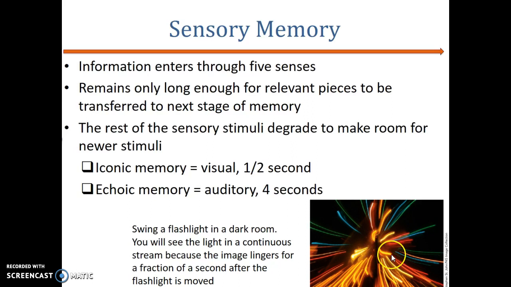That's why you are able to form trails of light, because the path it takes gets stored in your eye, in your memory, for a few seconds after it leaves its spot. So it forms like a continuous trail, and you're able to see this pattern formed. That is iconic memory.